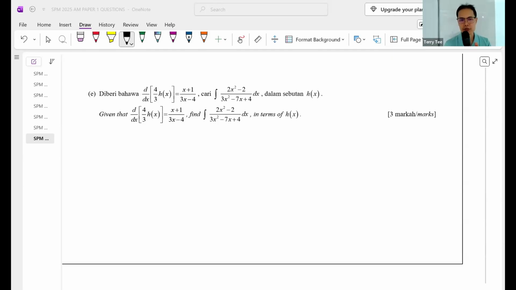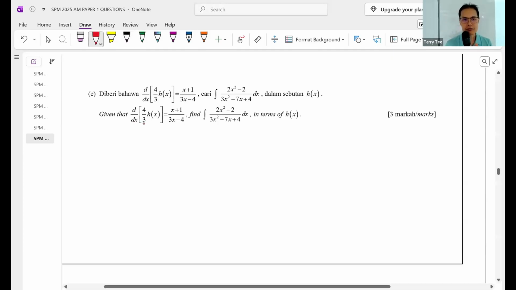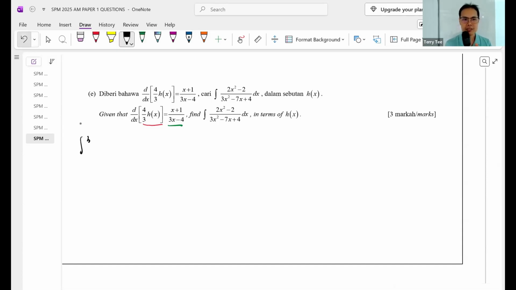So we know when you differentiate 4 over 3 hx, okay, I like to use this, differentiate the red one. Let's say you get the green one. When you integrate the green one, so yeah, this is the green one, (x plus 1) over (3x minus 4) dx, what do you get? You get back the red one. What's the red one? 4 over 3 hx plus c. So it's the opposite. Differentiate the red one, you get the green one. Integrate the green one, you get the red one. Oh, sorry, different color. The red one. Where's my red one? Here. I'm not going to differentiate anything, right?